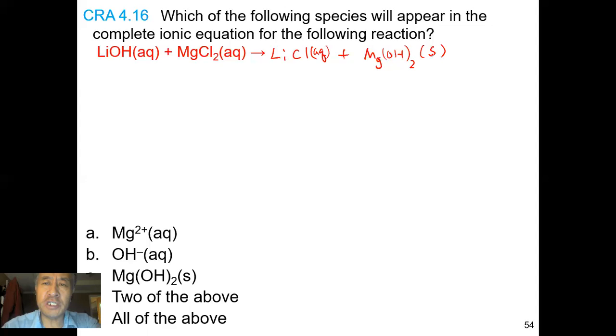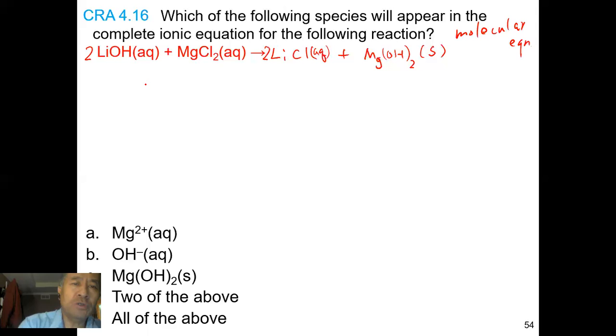Before you go to the next step to get the complete ionic, you want to balance the equation. So here, 2 Cl, 1 Cl, so you put 2 here, and you have 2 hydroxide and 2 Li, so therefore you put 2 here. So this is our balanced molecular equation. Okay.